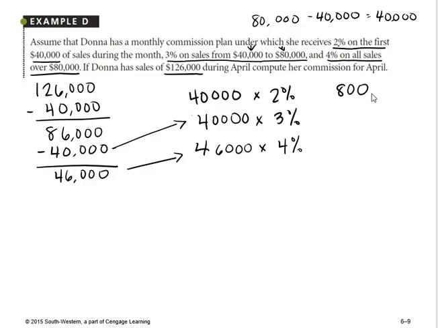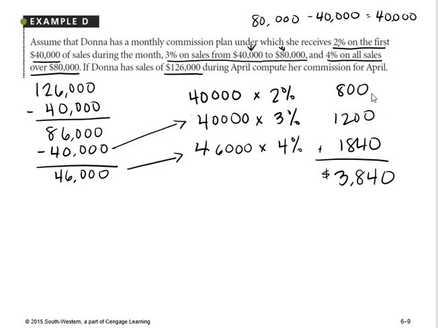Remember, this was $800. 40,000 times 3% is 1,200, and then finally 46,000 times 4% is 1,840. Totaling them up gives us $3,840 as her commission for April.